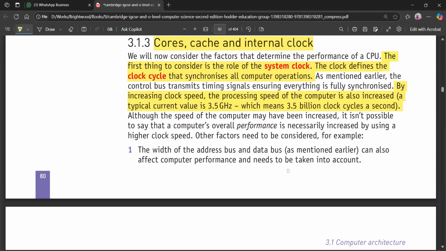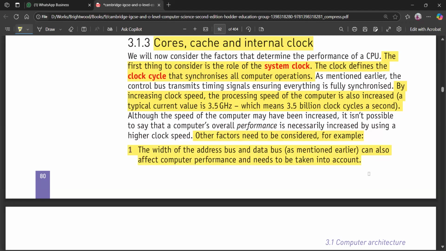So there can be an increase, but you have to consider other parts. For example, write some examples. You have to consider other factors also. Okay, write these highlighted things quickly. What are they?